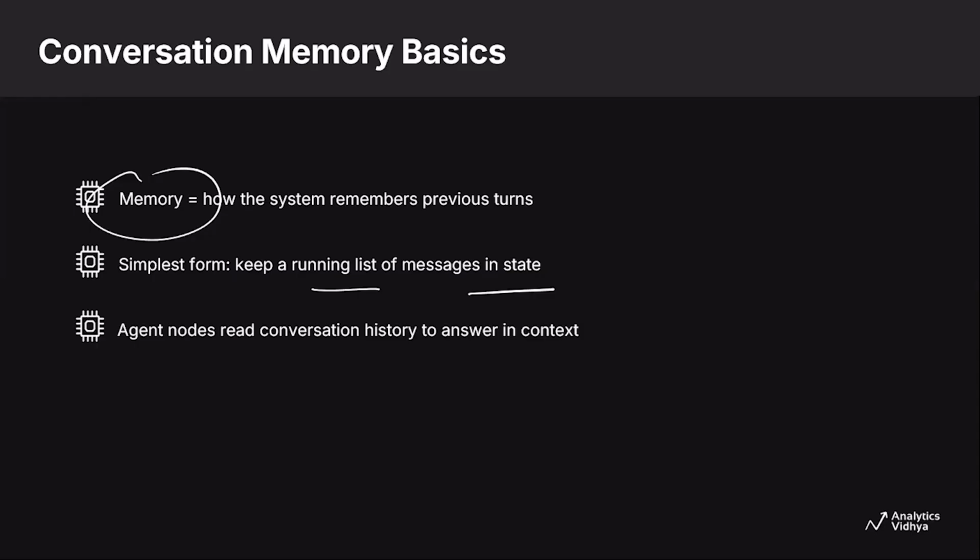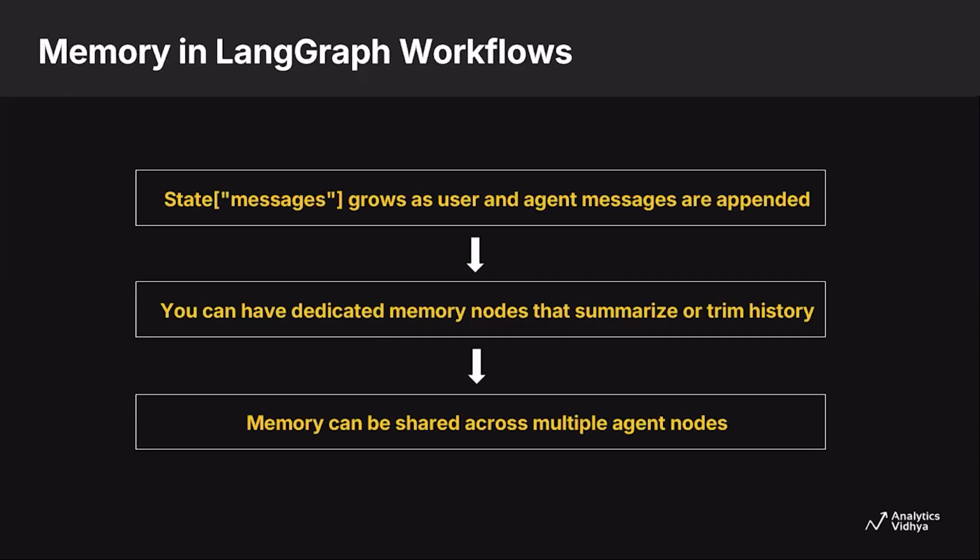The simplest form of implementing memory is to use a running list of messages in your state. At every single agent invocation, the agent will run the conversation and append to it, and then it is going to answer the query based upon the context it has in the entire memory of the agent invocation. Memory in LangGraph typically flows like this. As you keep on interacting with the agent, the messages field in the state keeps on growing with user and agent messages.